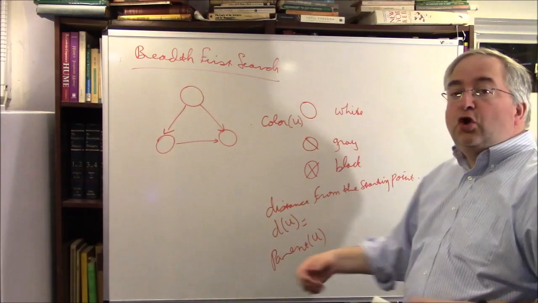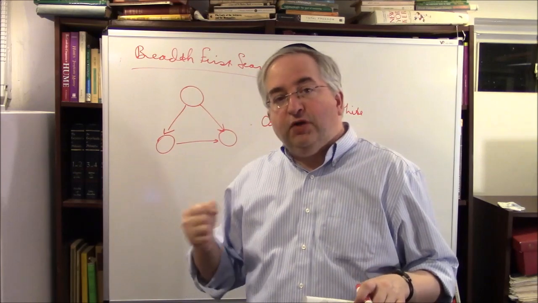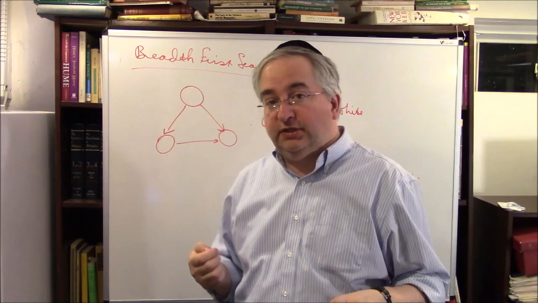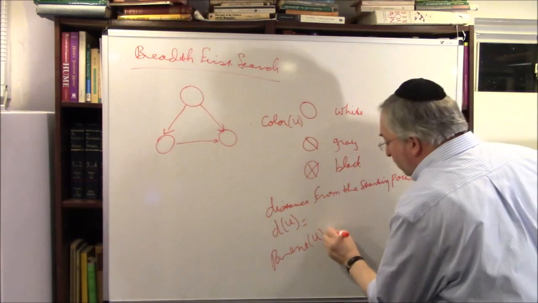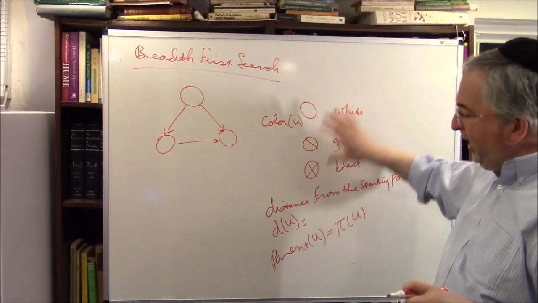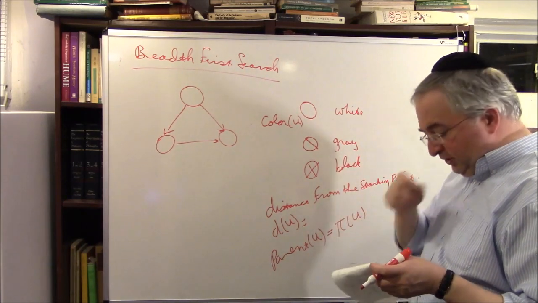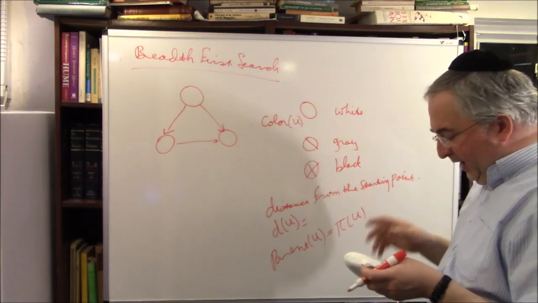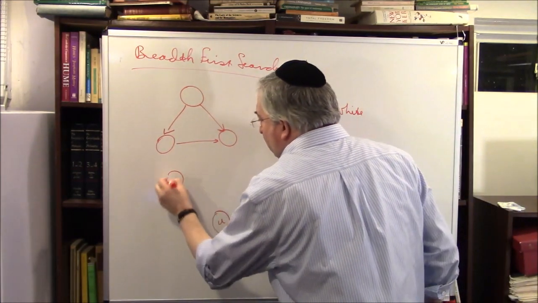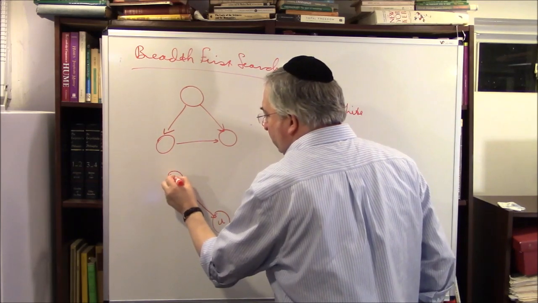In other words, who brought it into the tree? I told you we make this tree. Well, every node in a tree, except the root, has a parent that brings it into the tree, and we call that pi of u. So for every node, we're going to have to keep track of these 3 pieces of information: what's its color, what's its distance, what's its parent. If you have a node u, the thing that brings it in is called the parent of u.